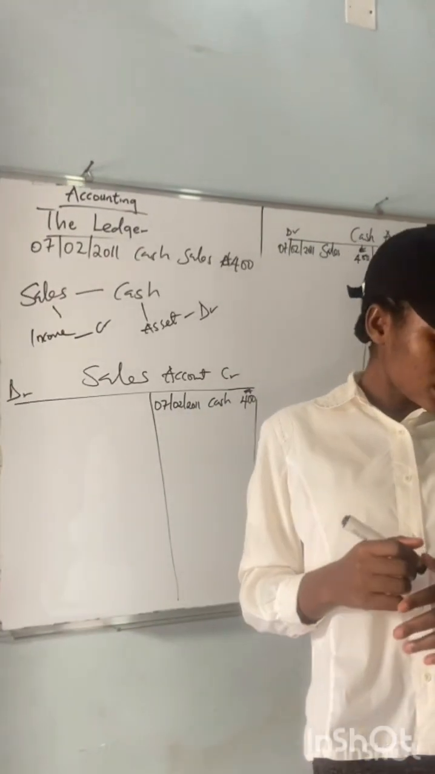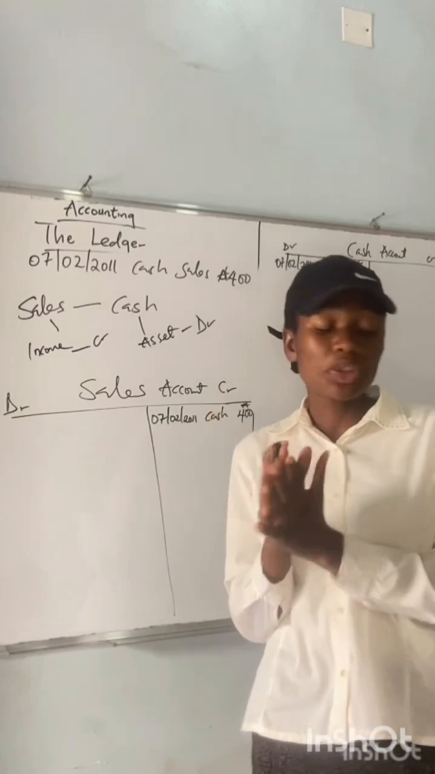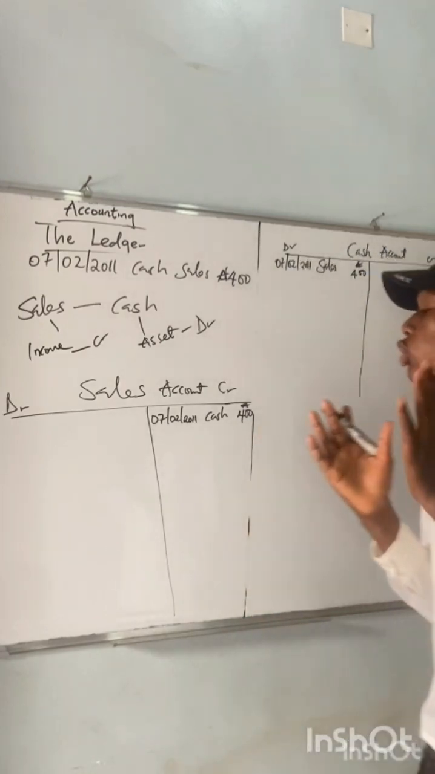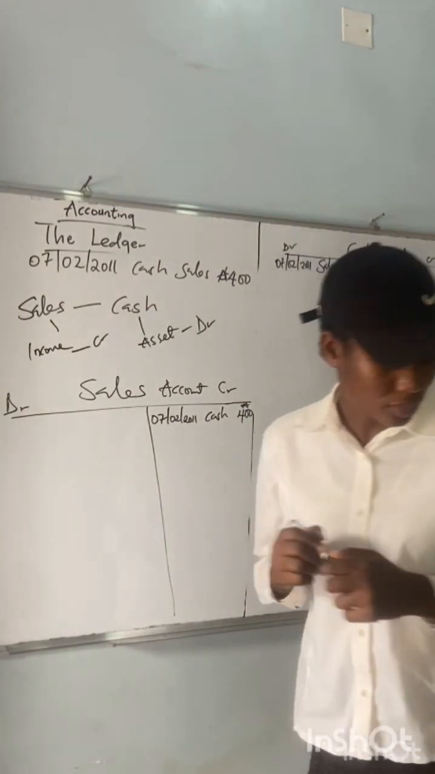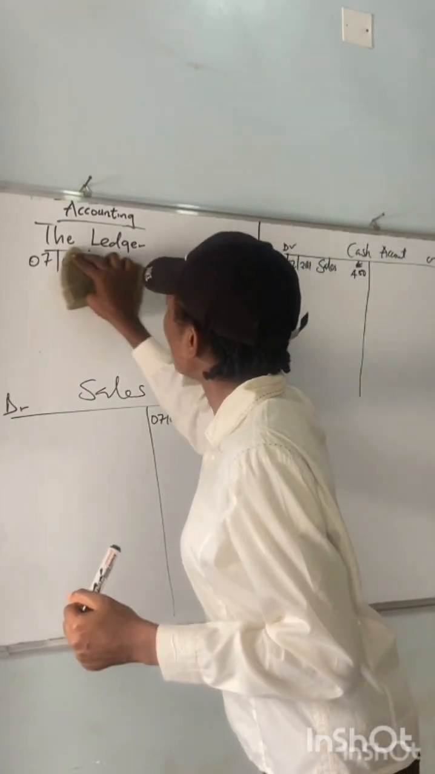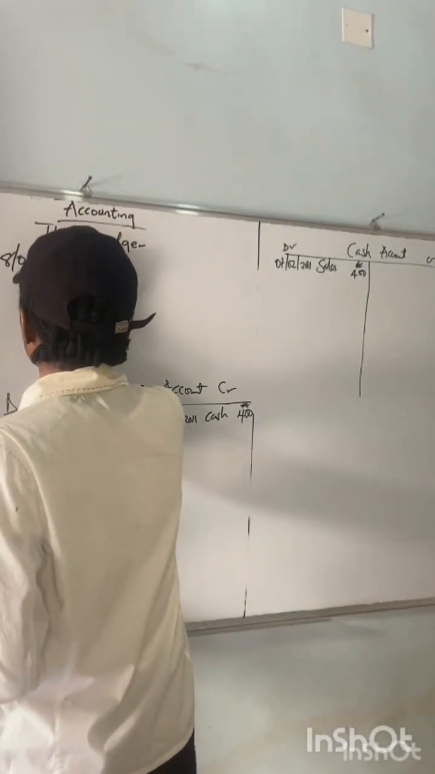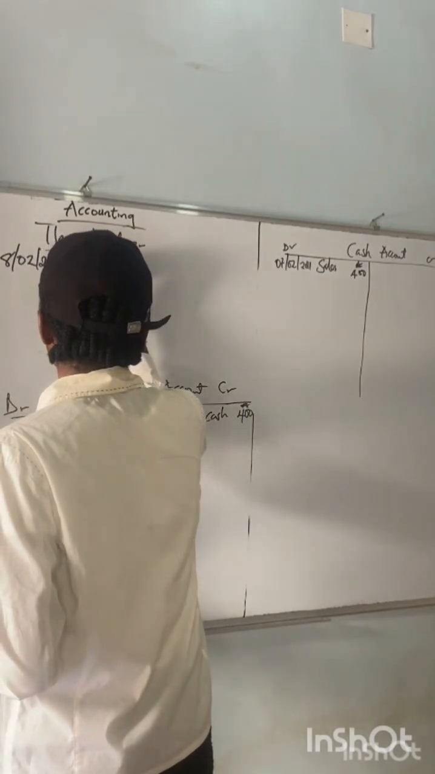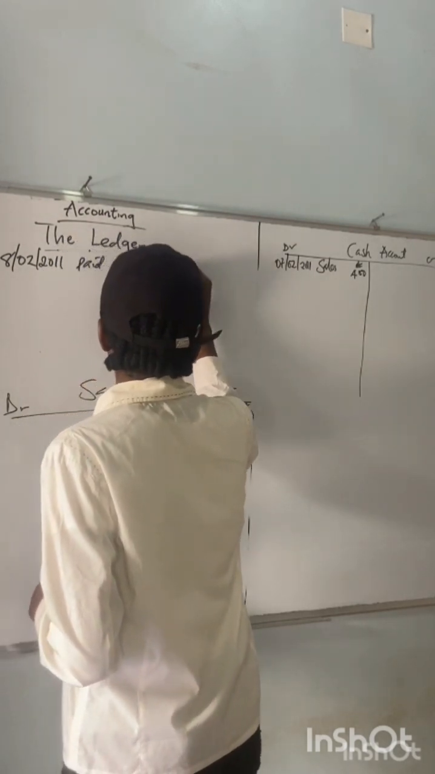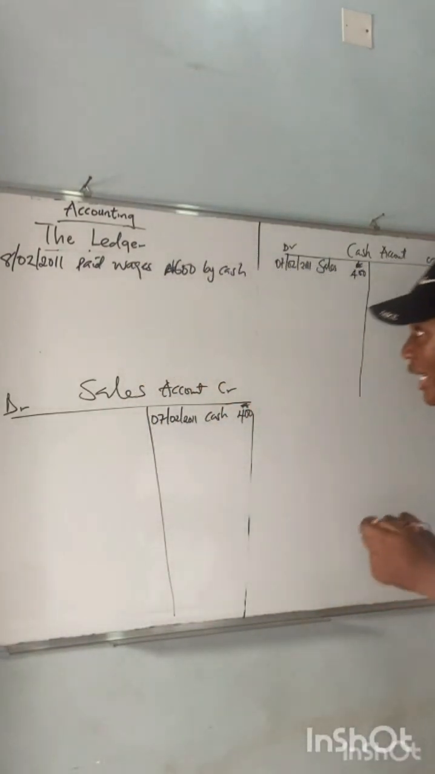Now the next transaction we're going to be looking at is that on the 8th of the same February, February 2011, wages were paid for 600 naira cash. So wages were paid. Now we're going to be entering that. We are through with this now. We are going to be entering that on the 8th of February. So we paid wages. Now, wages were paid by cash.